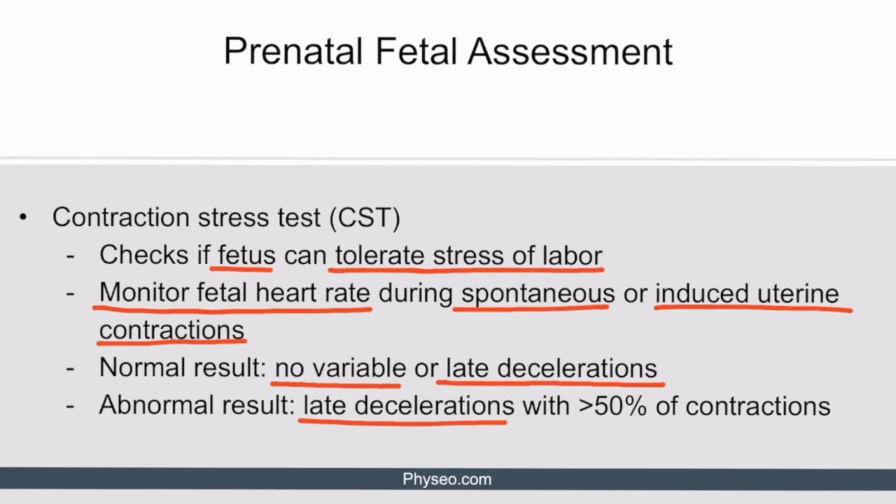In this instance, with the contraction stress test, an abnormal result is considered if there is presence of late decelerations. But the actual parameter is if those late decelerations happen over 50% of the time. So you're inducing a contraction or there's a spontaneous contraction, and let's say there are 12 of those contractions. If there are 5 late decelerations for all 12 of those, that's 5 out of 12, which is less than 50%. So it wouldn't reach this abnormal result. Again, if it happens with half of the contractions, then it's abnormal.